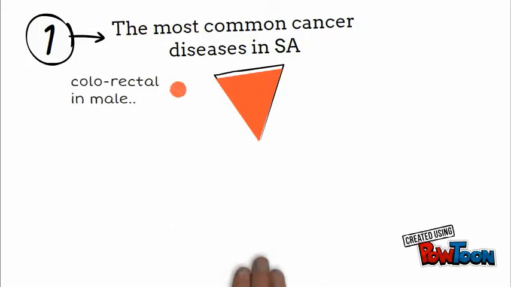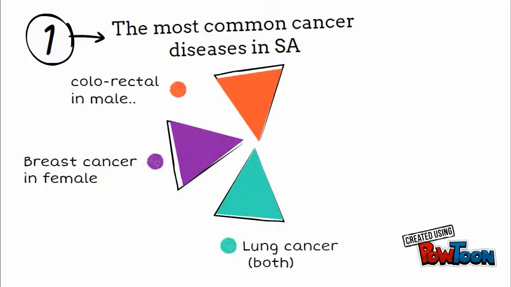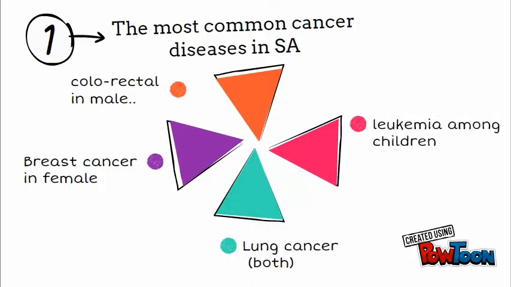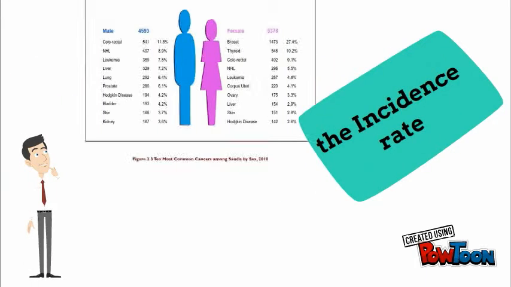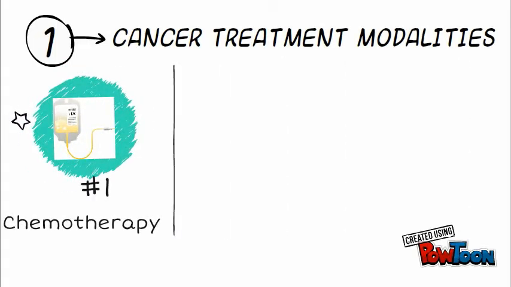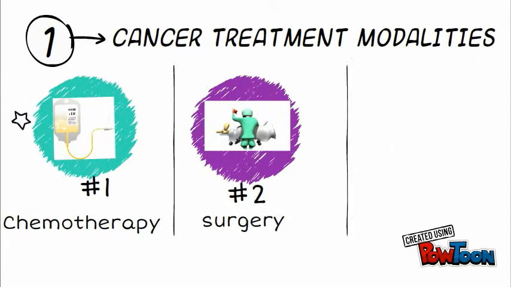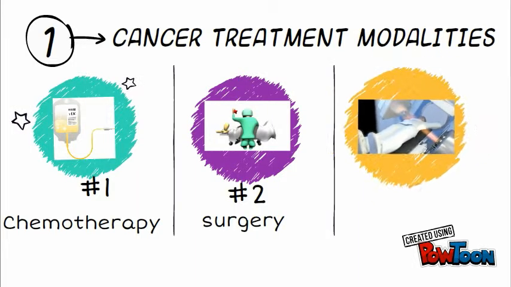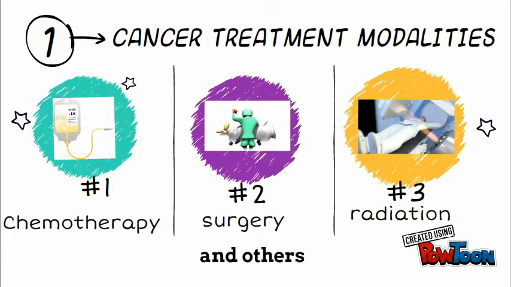The most common cancer diseases in Saudi Arabia: colorectal cancer in males, breast cancer in females, lung cancer for both, leukemia among children. The incidence rate. Cancer treatment modalities are chemotherapy, surgery, radiation, and others.